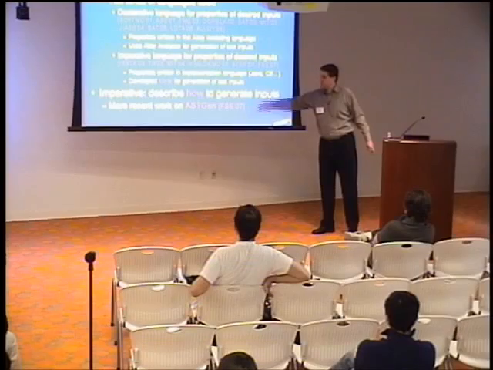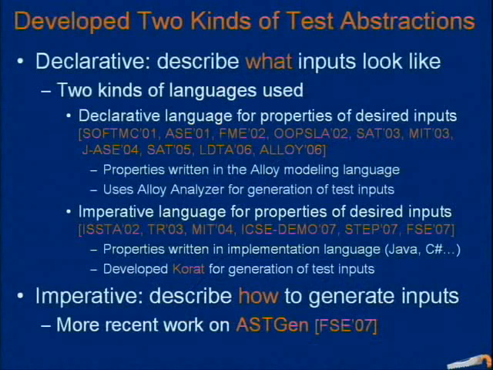The other approach for test abstraction is imperative, whereas instead of saying what the inputs look like, the tester would describe how to generate these inputs. And I will touch a bit on both of them. If you go now back to this declarative example, there the tester should write what the inputs look like.